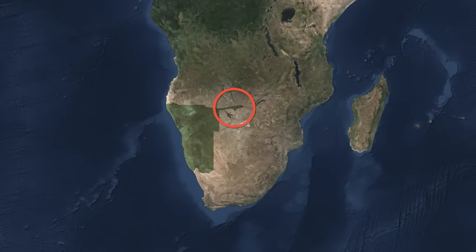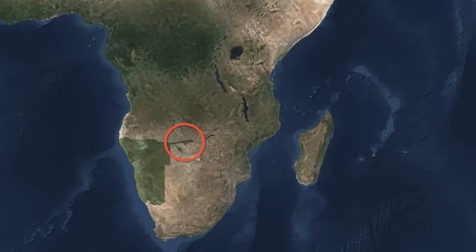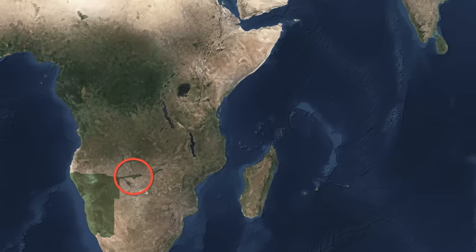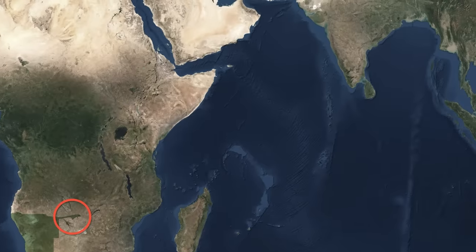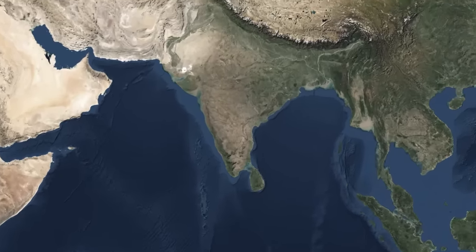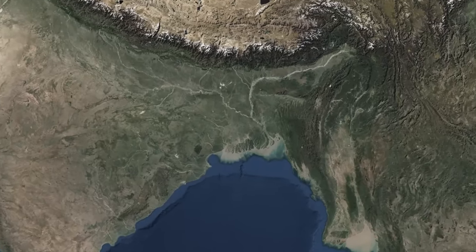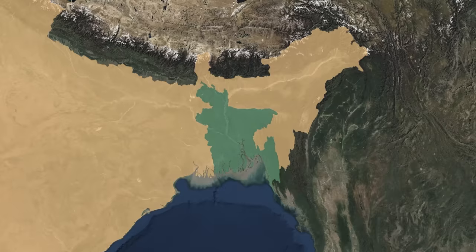I've made tons of videos about things like these in the past, but there's one extremely insane border situation that I haven't made a video on yet, and it's one that no matter how many glances you take at it, it still doesn't make any sense. This is the most complicated border that has ever existed in history, the India-Bangladesh border.